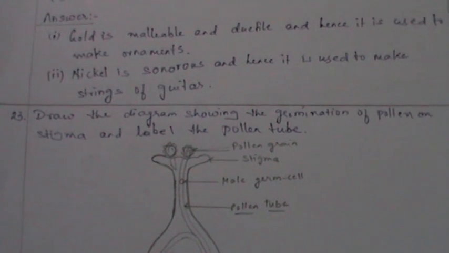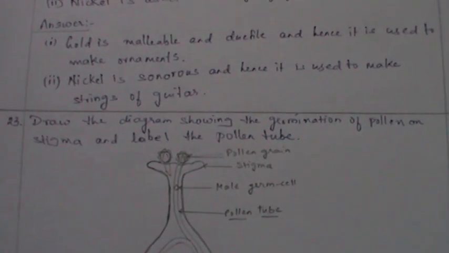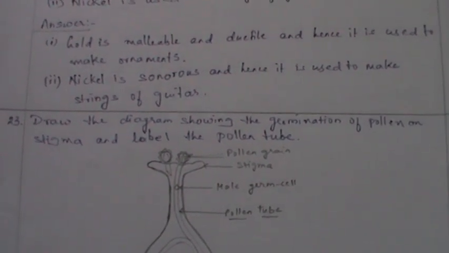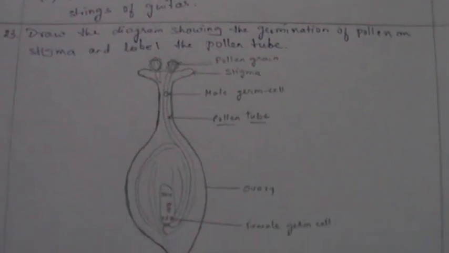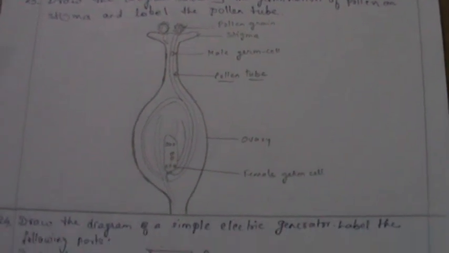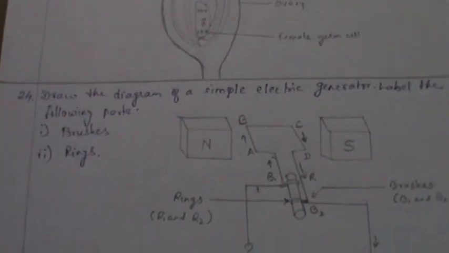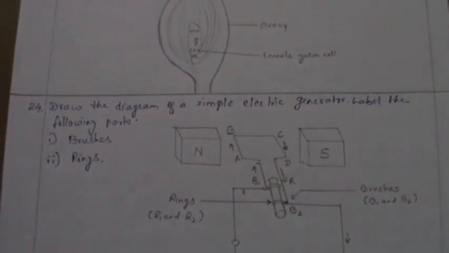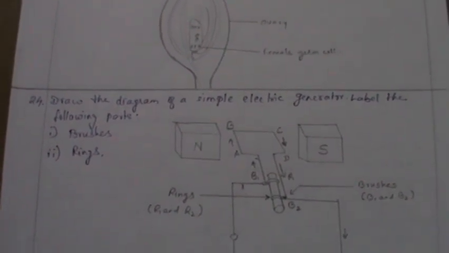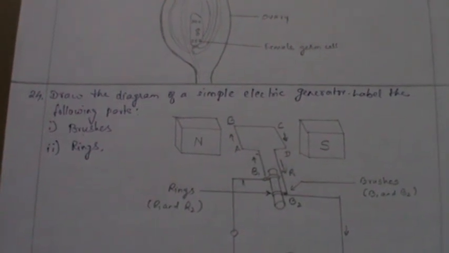Question number 23. Draw the diagram showing the germination of pollen on stigma and label the pollen tube. Question number 24. Draw the diagram of a simple electric generator. Label the following parts: brushes, rings.